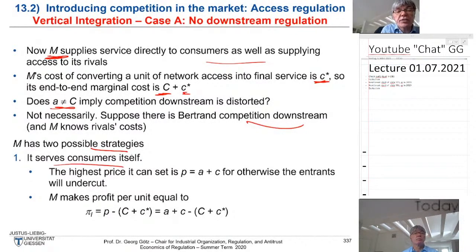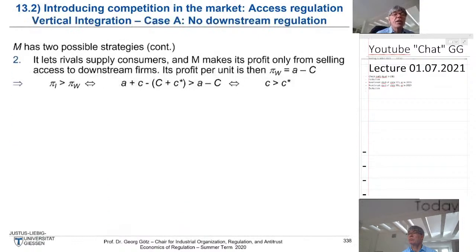The highest price it can set is simply, remember Bertrand, a limit price: the access charge plus c, the entrant's cost. So the profit of the incumbent if it serves itself in the integrated version is just P, the price it gets, minus its cost. As P is A plus c, we get A plus c minus (capital C plus c star). Now, what happens if it does not supply its consumers itself, but just supplies the rivals on wholesale terms with A and lets the rival supply the consumers? Now it makes profit only from selling access, and this is just A minus C. This is per consumer.